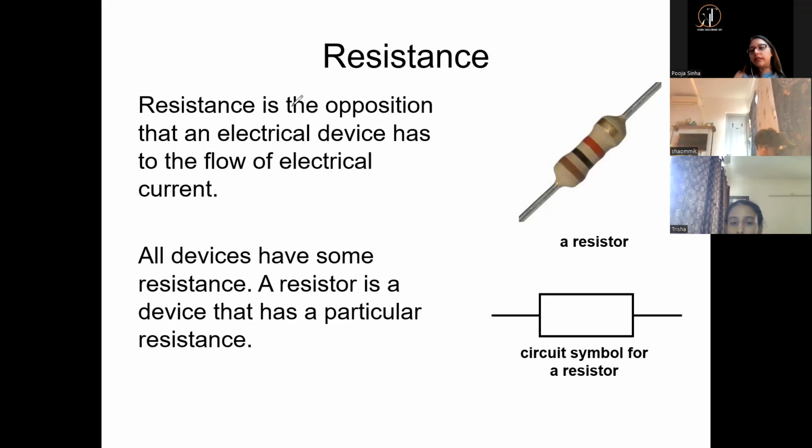Now, the English word resistance, what does it mean? To stop. So resistance is opposition. And what are we trying to oppose here? Not the voltage. We're trying to oppose the current. So resistance will always try to oppose current.